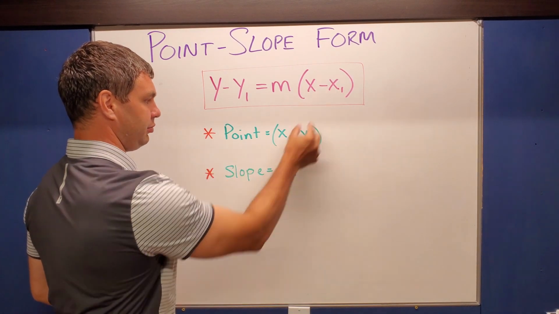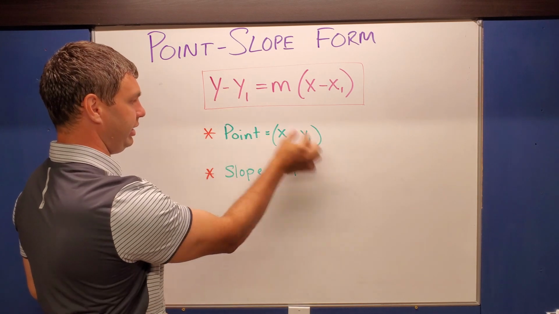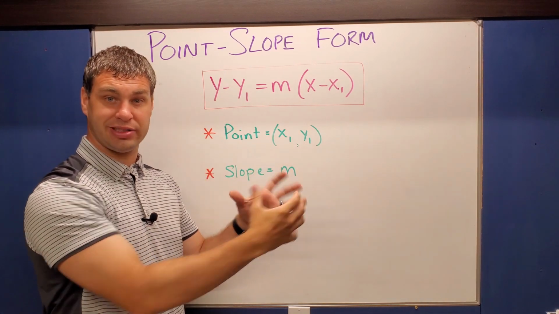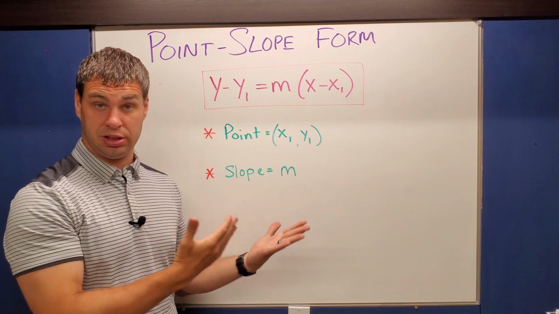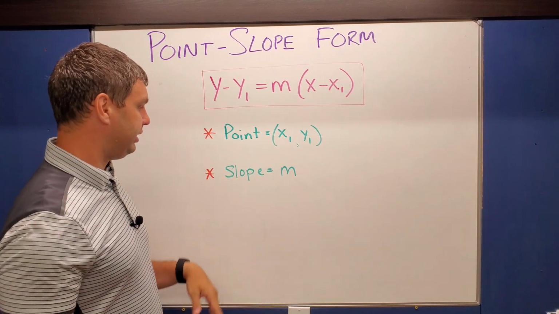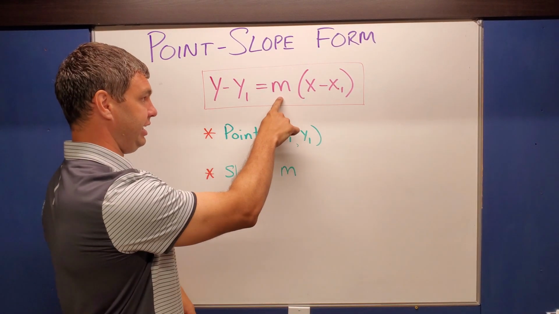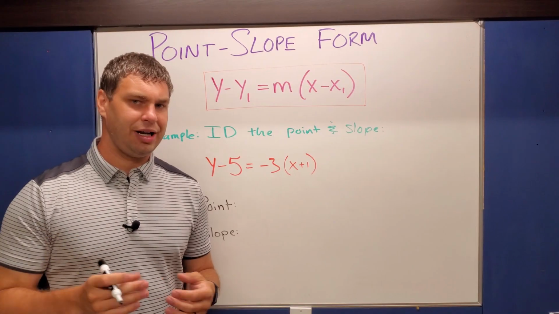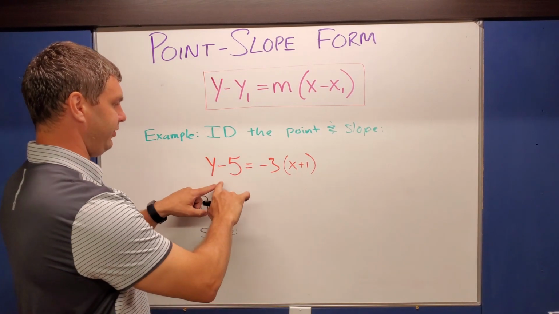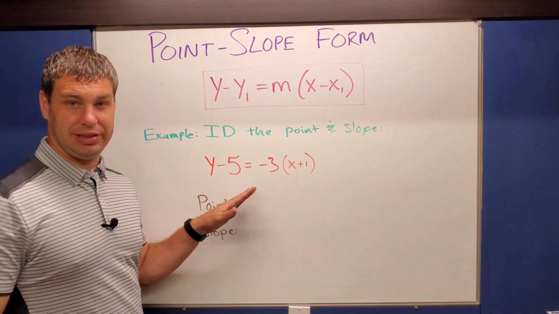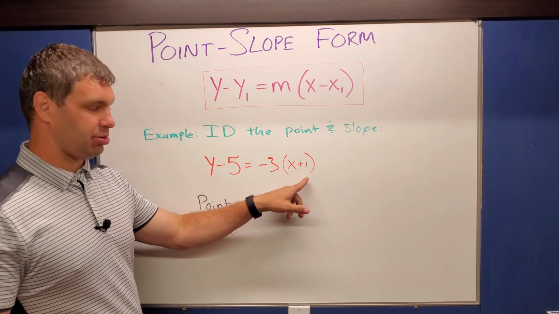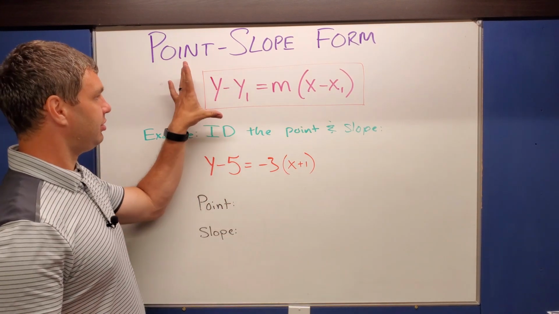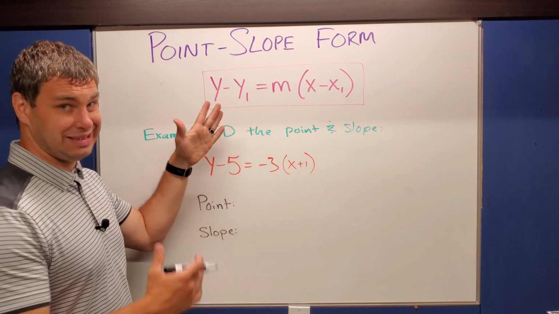So if I take the x1 from here and the y1 from there, and I write them as an ordered pair, that's going to be the point that's on the line of that graph. And secondly, the slope of that graph is just the m from your formula. Here we're asked to find the point and the slope given this equation, y minus 5 equals -3 times the quantity x plus 1. So I'm going to use my point slope formula from up here to help me out with that.